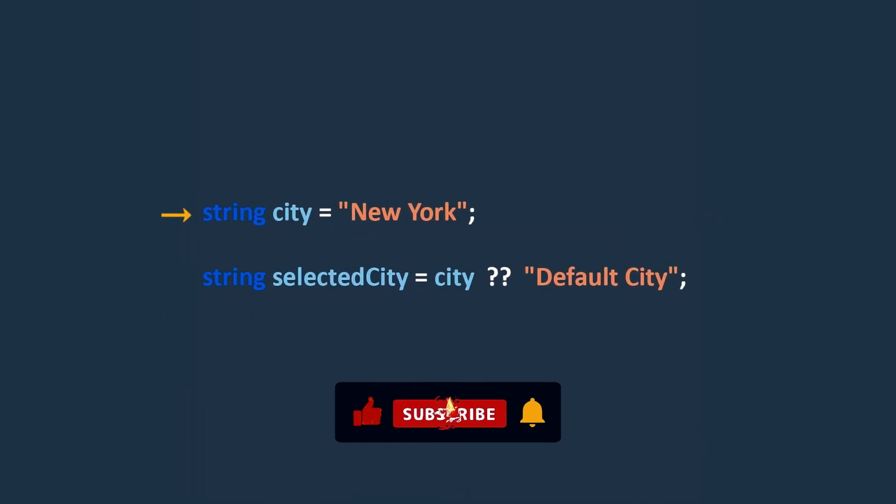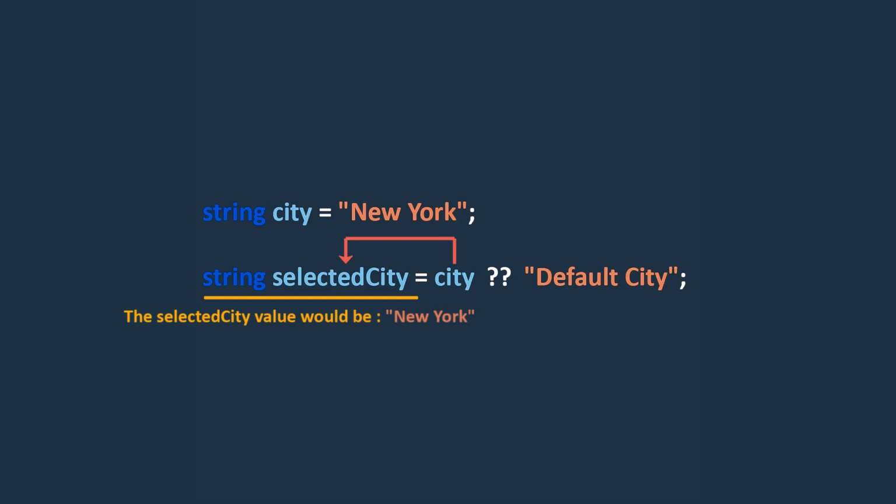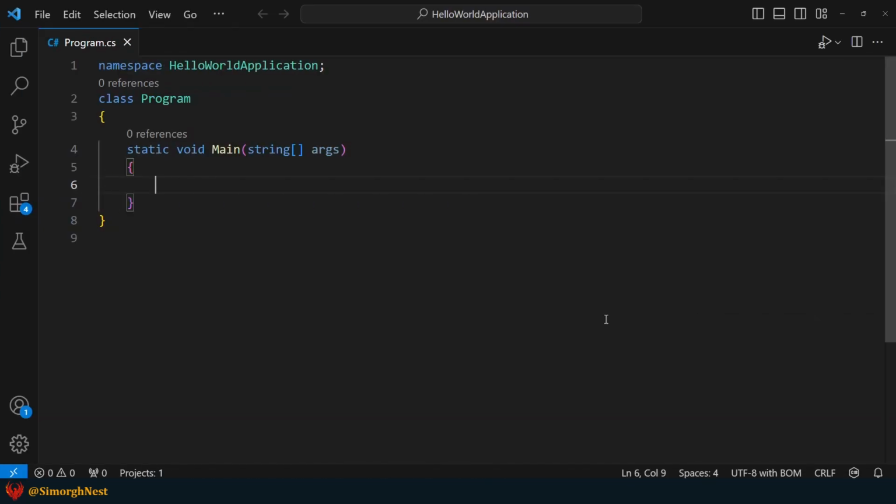Here, the city variable is assigned the non-null value New York. The null coalescing operator checks if the city is null. And since the city variable is not null, the value of the city itself, which is New York, is assigned to the selected city variable. Let's dive into VS Code and show you some examples there.